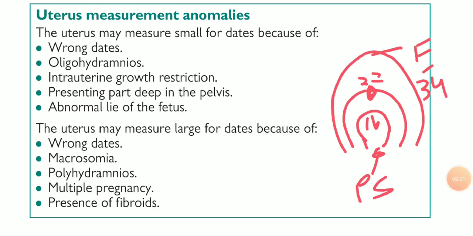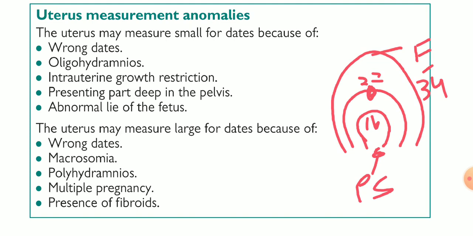Today we are going to discuss another topic from the Oxford Guide to Gynecology, that is the uterus measurement anomalies. Before going through the uterus measurement anomalies, we have to know what the measurement of the uterus means, and how we can measure the height of the uterus.